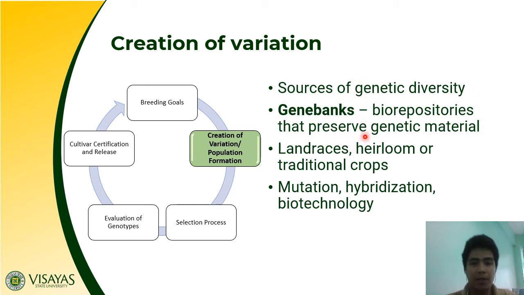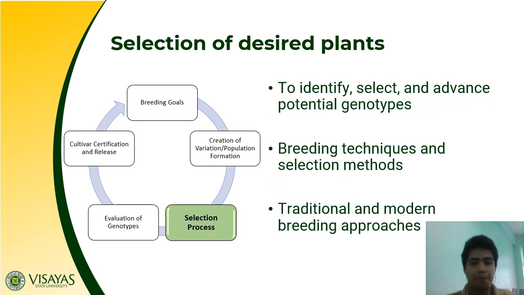However, if you don't have that, then you can do mutation and hybridization. If possible, you can do biotechnology, but here in the Philippines, this is not advised yet. So maybe you can just go on the mutation. Then after that, you can proceed with the population formation. You can do two-parent population, three-way population, four-way population, or even a complex population in order for you to increase your population for your selection process, which will be the next step.